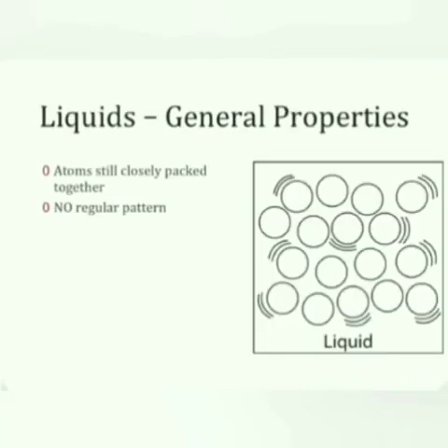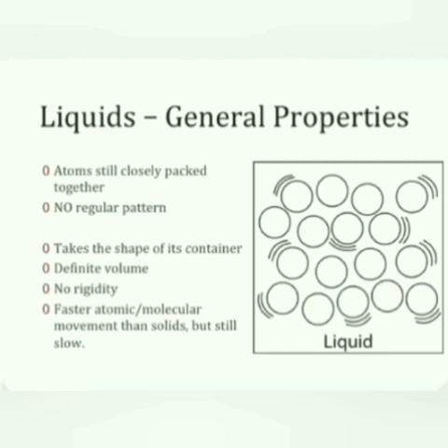Now we talk about the liquids. General properties of liquids: atoms are still closely packed together but with no regular pattern. That's different from solids, which have a regular pattern. Liquids have general properties too. The shape of its container defines its volume, there is no rigidity, and the molecular movement is faster than in a solid, but still slow.